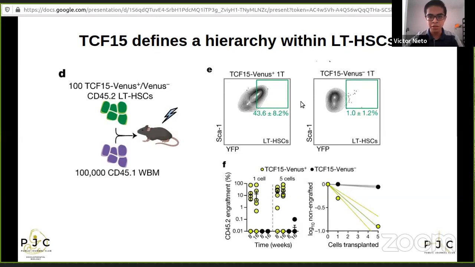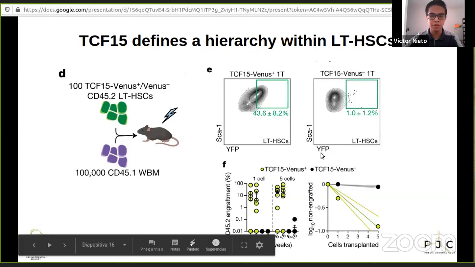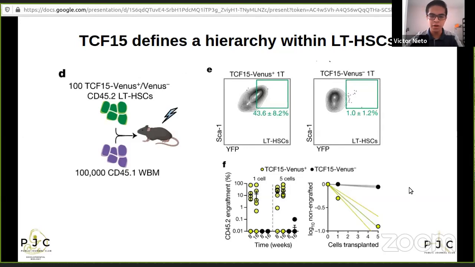So the conclusion for that is that there was an impaired primary regeneration and loss of secondary population capacity. And finally, they did a comparison of transplantation efficiency for single or 5 hematopoietic stem cells. They found a frequency of approximately 1 functional HSC for every 2 cells in the TCF15 positive compartment, whereas basically they didn't observe reconstitution activity in the TCF15 negative compartment, as we can see with the black points in the plot of panel F.